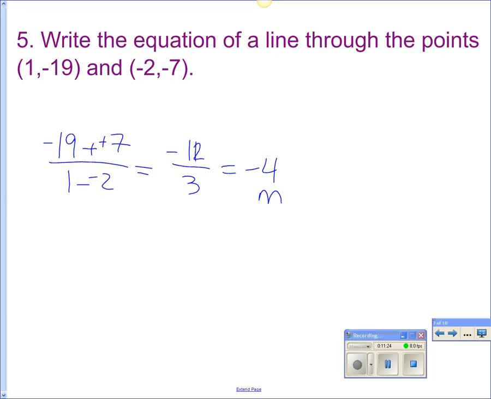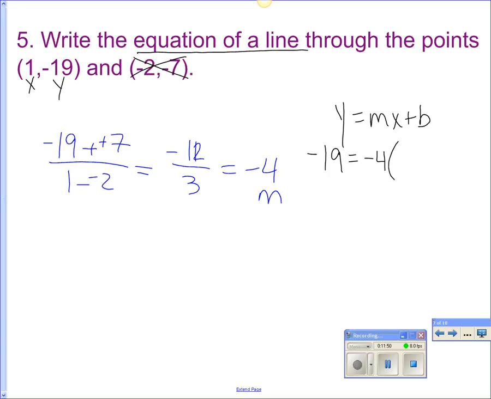All right. Then the next thing, equation of a line, that's y equals mx plus b. Did we remember to mark out a point? Okay. For y, I'm going to put in these numbers for y. So I'm going to put in negative 19. What am I putting in for m? Negative 4. For x, 1 plus b.